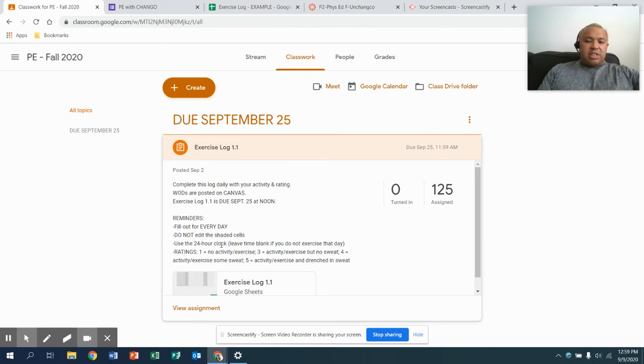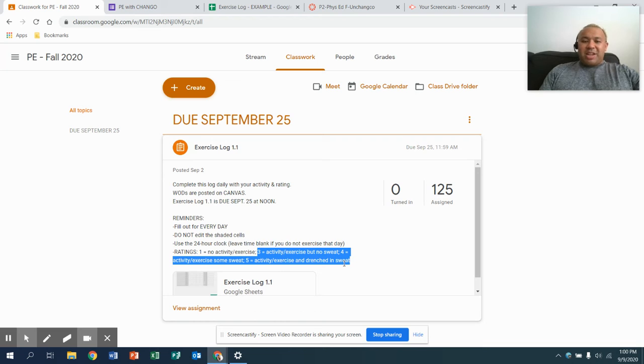All right, and then there's a few ratings there. So actually there's two cells that are shaded and you don't fill those out. And then the last cell in that row for you to complete the log is your rating. A rating of a 1 would mean that there's no exercise that took place that day. So if there's no exercise that day, you're leaving the times blank. You do not enter a start time and you do not enter an end time, but your activity rating is going to be a 1. And if you do an activity and you put the times in, you're going to rate it either a 3, a 4, or a 5.